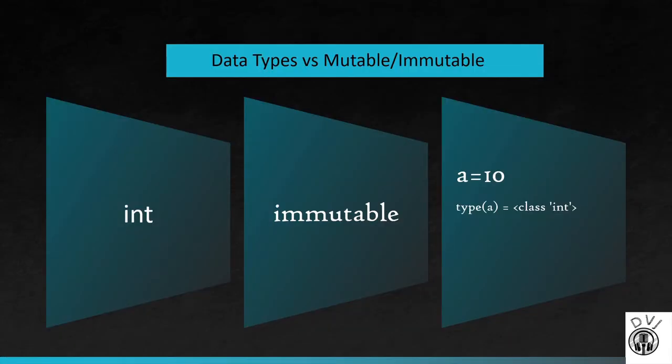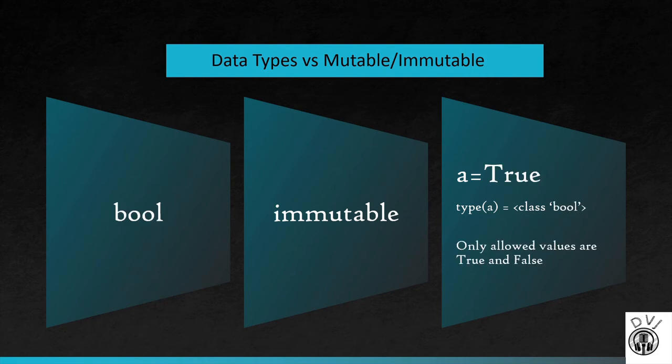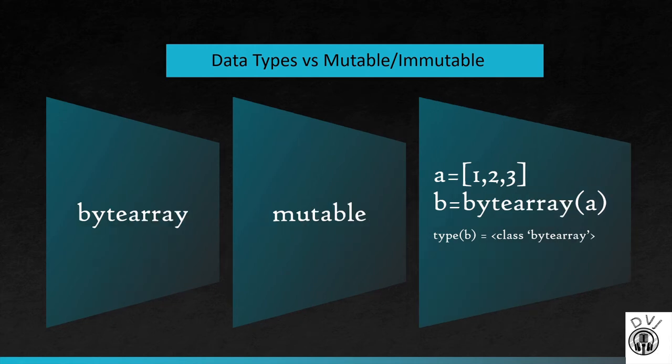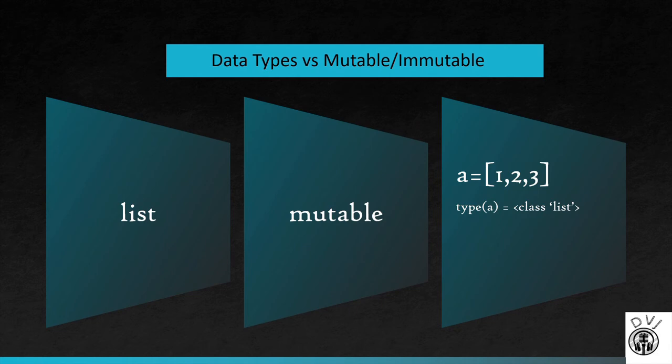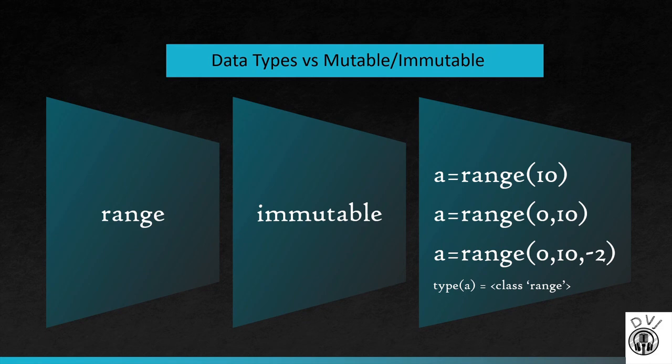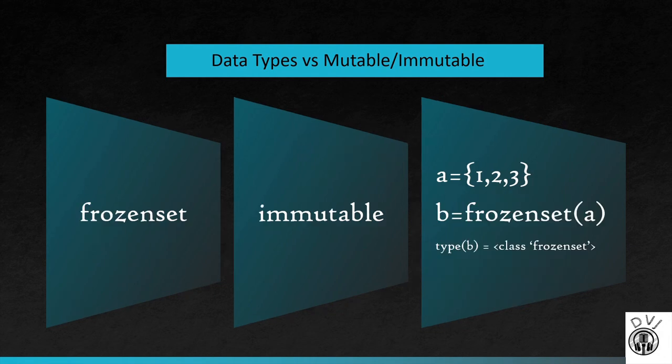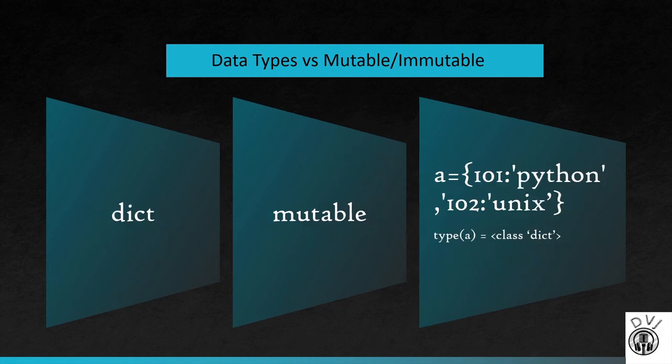Data types versus mutable or immutable. Int: immutable. Float: immutable. Complex: immutable. String: immutable. Bool: immutable. Bytes: immutable. Bytearray: mutable. List: mutable. Tuple: immutable. Range: immutable. Set: mutable. Frozenset: immutable. Dict: mutable.